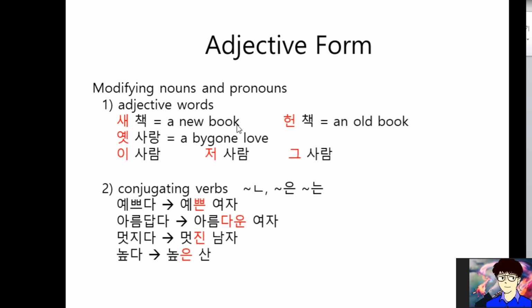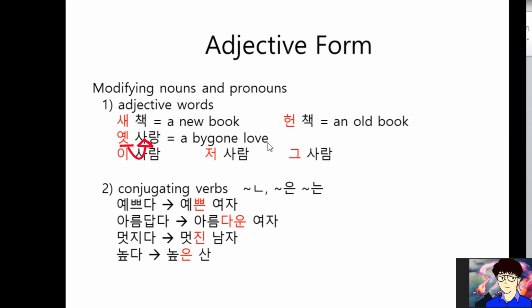New book. Okay? And 헌책. 헌 means old or second hand. Okay? So 헌 modifies the noun 책. So 헌책 is an old book. 새 and 헌, these are adjective words. Okay? Good. And 옛사랑, 사랑 is love, and 옛 means bygone. So 옛 modified 사랑, which means bygone love.